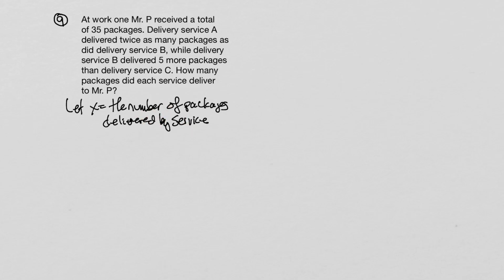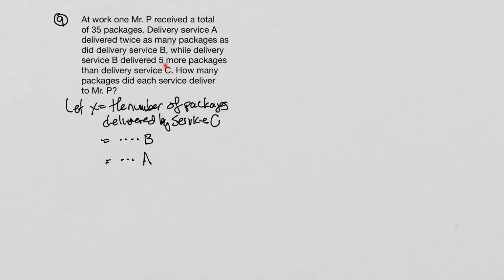Now we got A, B, or C, right? A, B, or C. And when I read this, A comes first, B comes second, and C comes third. And if we do this as we did the last few problems, we're going to go with the last one. So let's see what happens if we let x equal the number of packages delivered by delivery service C. Then what do we know about the number delivered by B? And then hopefully from that we can get the number delivered by A.